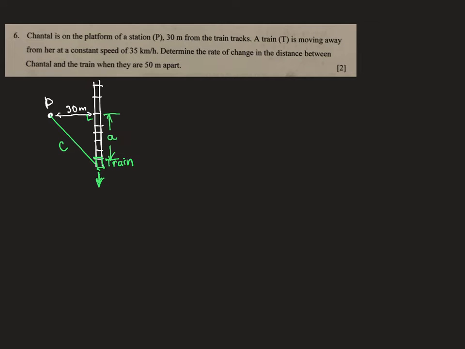Okay, time to name those derivatives. So a train is moving away from her at a constant speed of 35 kilometers per hour. That distance would be the distance of A on my diagram changing at 35 kilometers per hour. It'd be positive because it's increasing that distance. Determine the rate of change in the distance between Chantel and the train. So we're going to call that dc dt is a question mark, and the moment in time would be when Chantel and the train are 50 meters apart, which means when c is 50 meters.